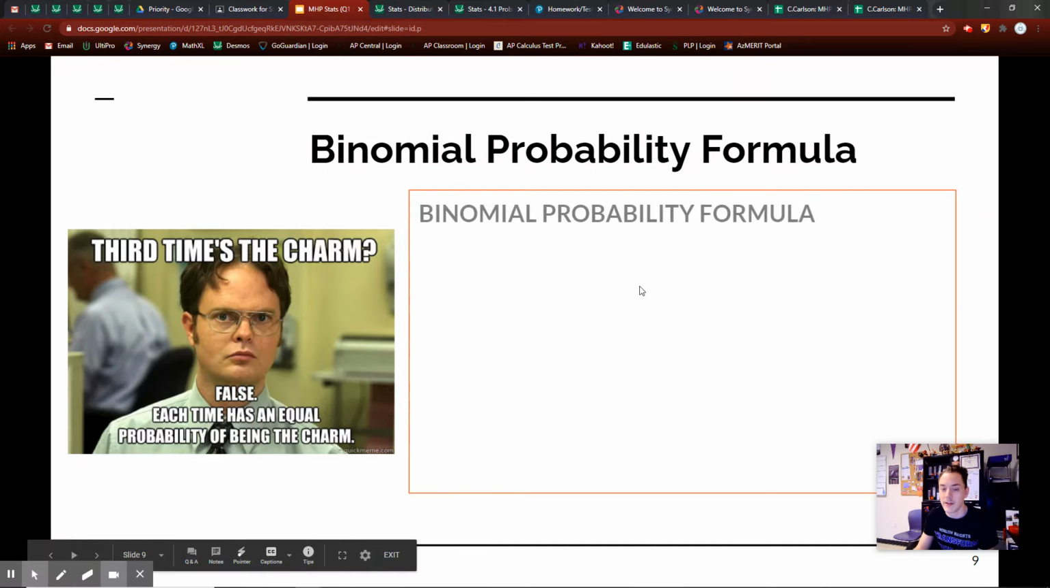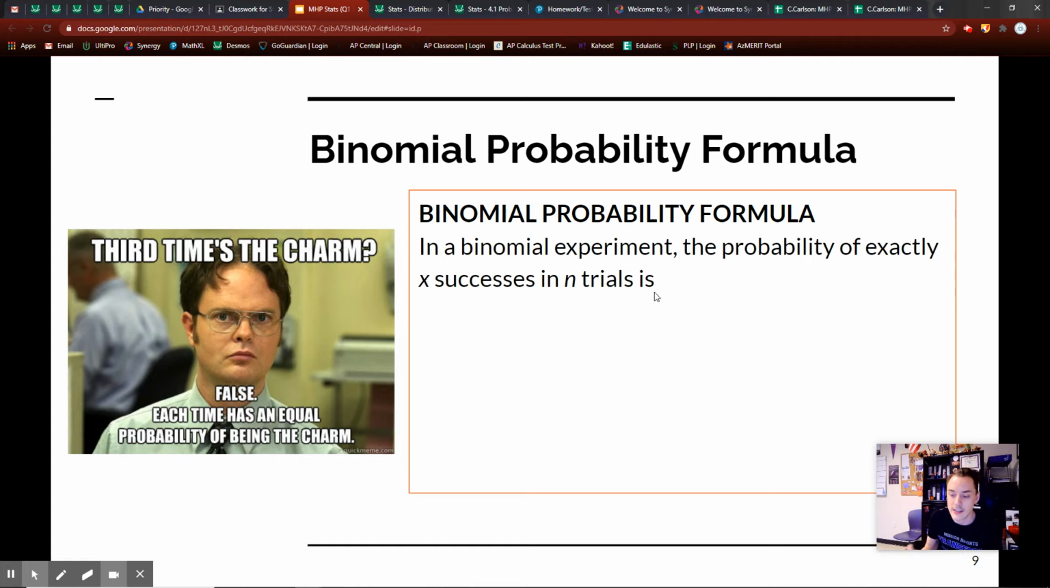So here's going to be the formula. I love Dwight Schrute. Give me some Schrute-ness.